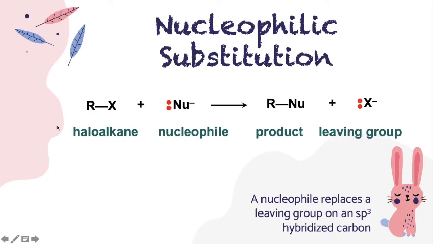In nucleophilic substitution, the reactants are haloalkanes and a nucleophile. The nucleophile will replace the halogen group in the haloalkane, producing this product. The nucleophile replaces the halogen, and the halogen becomes the leaving group. A nucleophile replaces a leaving group on an sp3 hybridized carbon. So the carbon that is attached to this halogen must be an sp3 hybridized carbon.